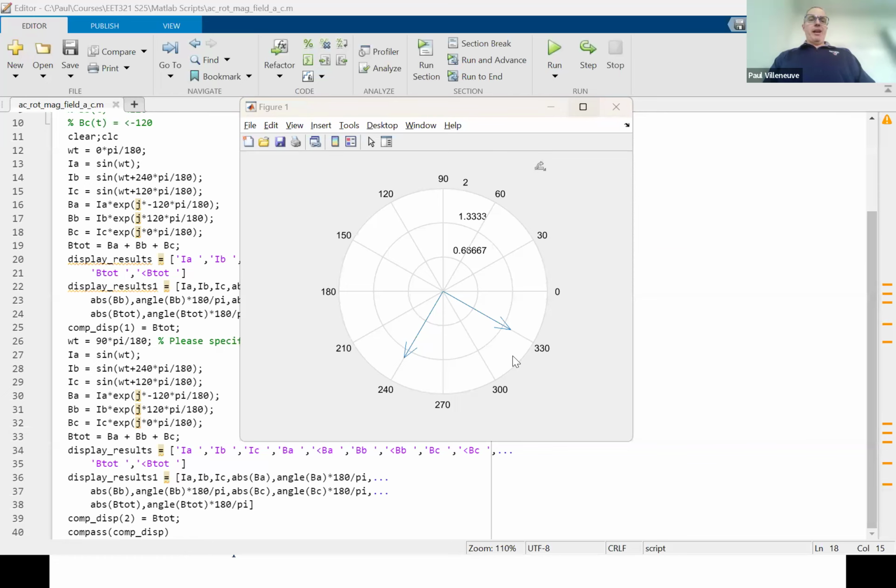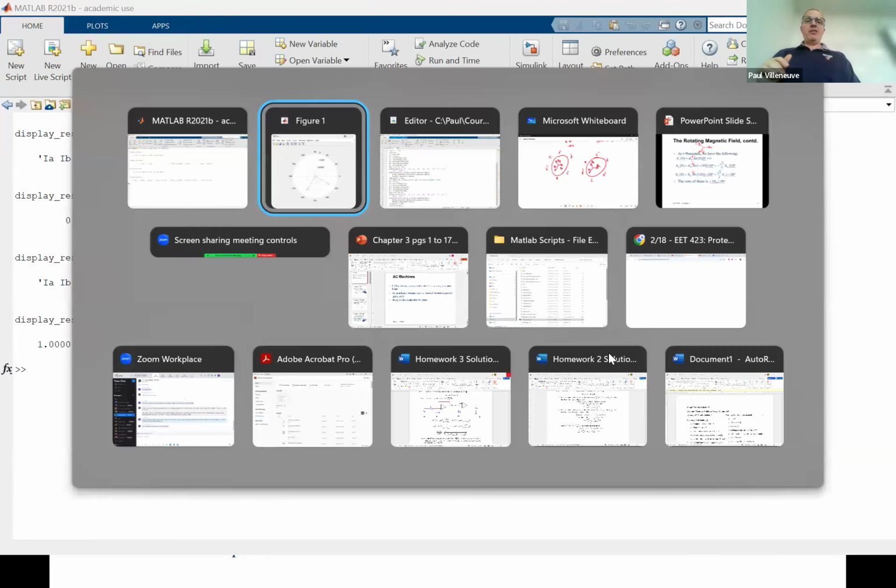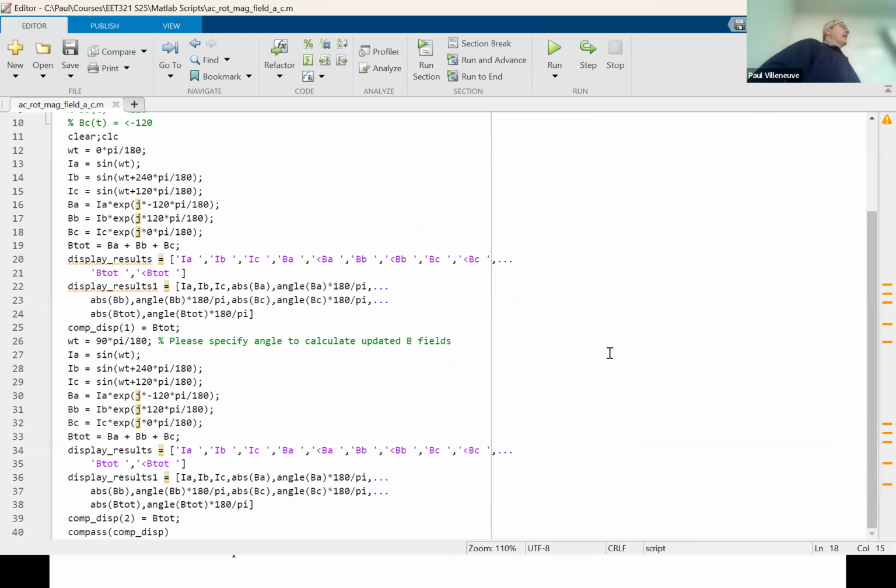Started at minus 330. You can check that here. You can see positive 330 or minus 30 or positive 330 is the same. And then when I rotated 90 degrees, it was minus 120. So it started over here and then rotated here. So I swapped A and C. Before I swapped B and C. So any two phases allows you to calculate and rotate directions. But the magnetic field still stays 1.5. Its value doesn't deviate. Okay, and that's in the real world, that's what electricians do.